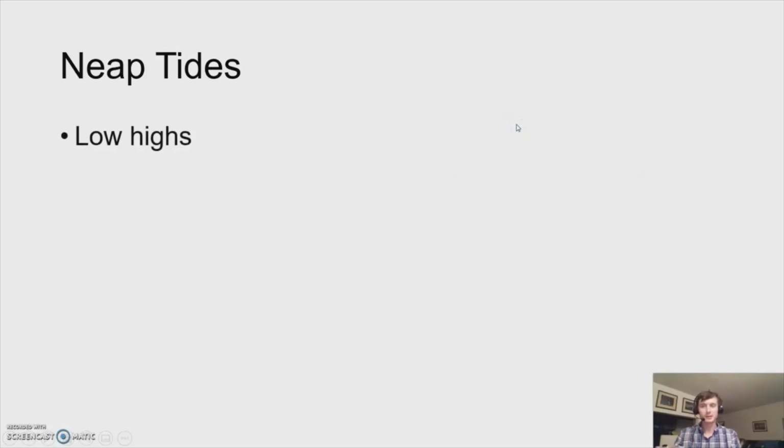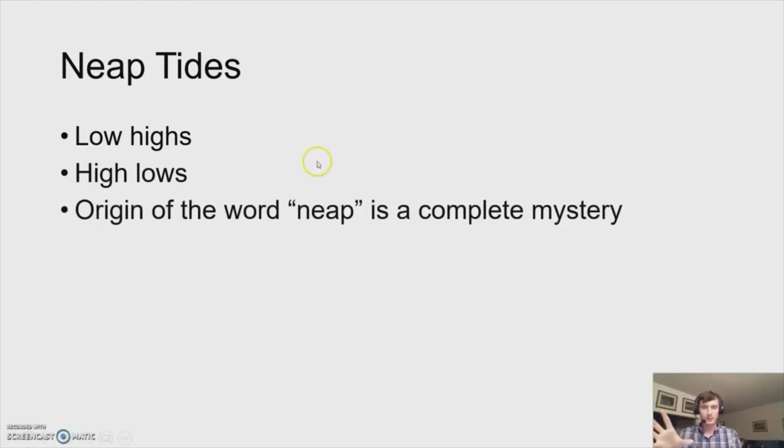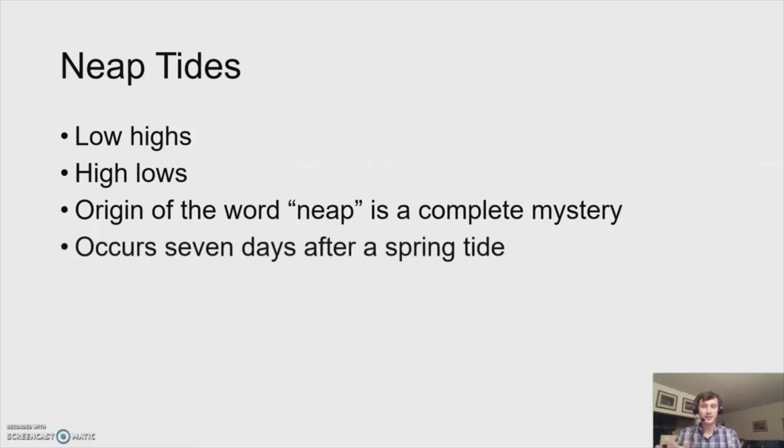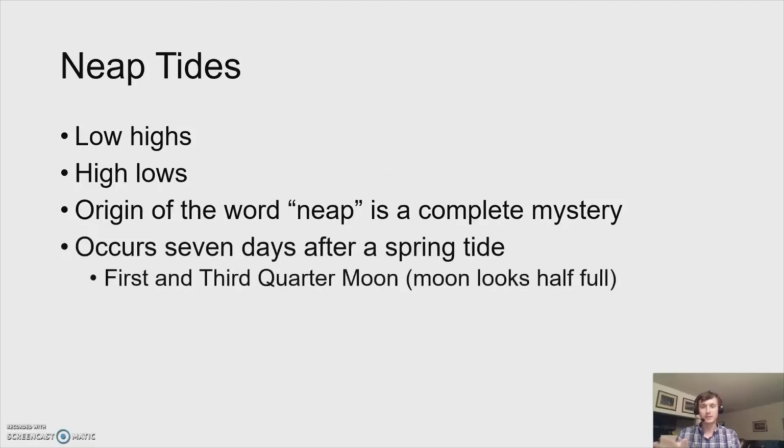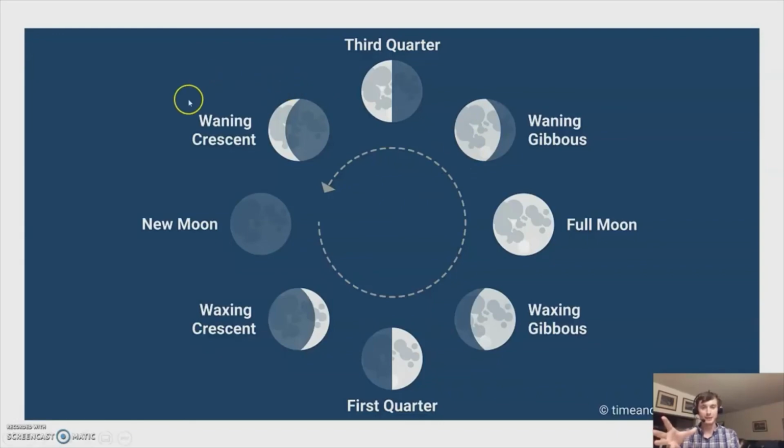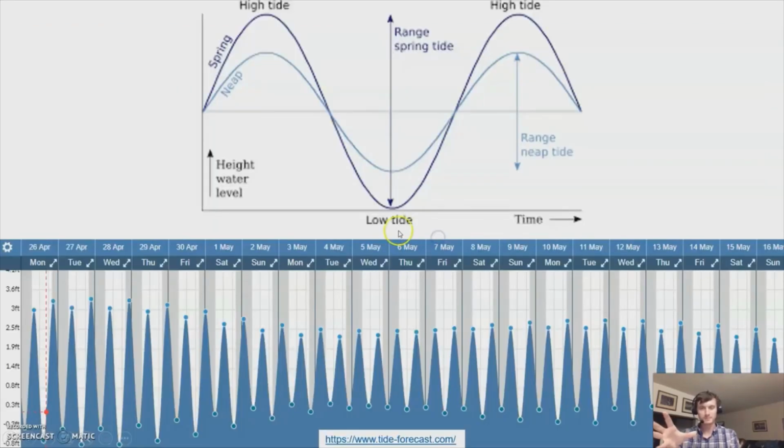Neap tides are your lowest highs, your highest lows. Stick with me. Where the word neap comes from, I do not know. This could be a Packback question. Maybe ask there. I don't know. Don't ask me. It occurs about 7 days after the spring tide. It's going to be your first and third quarter moon, so times when the moon looks half full. Yeah, first quarter, third quarter moon for your neap tides. New moon, full moon are going to be your spring tides.